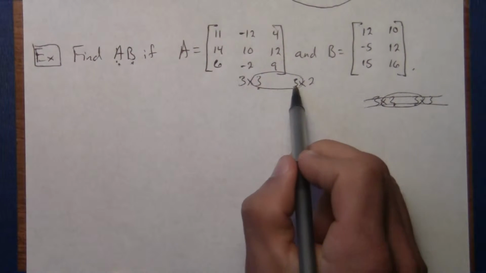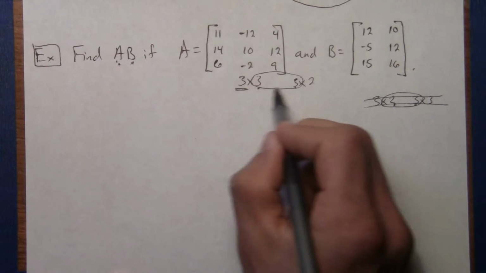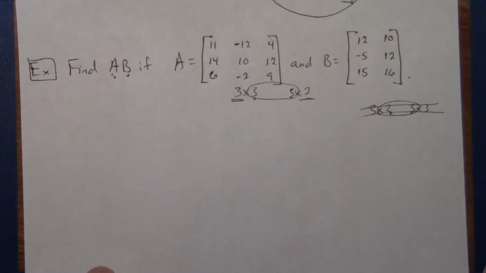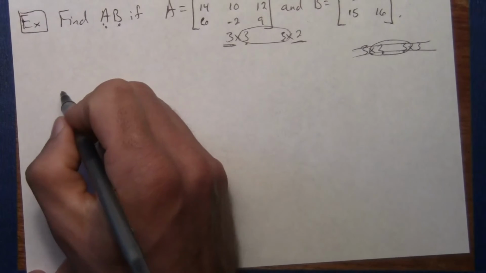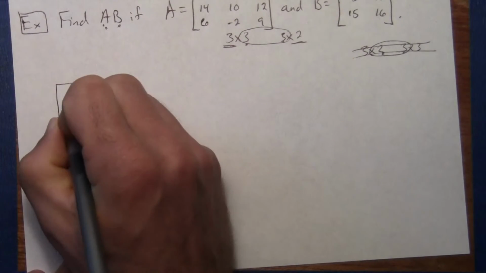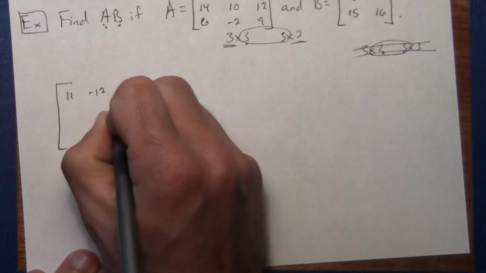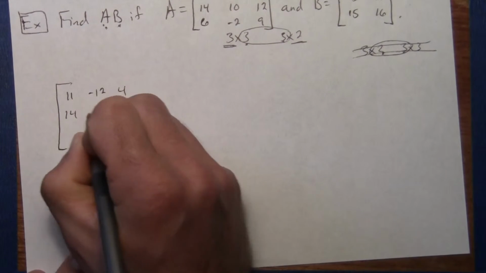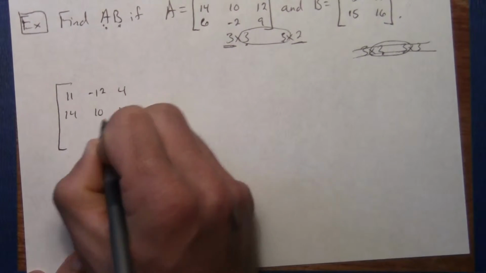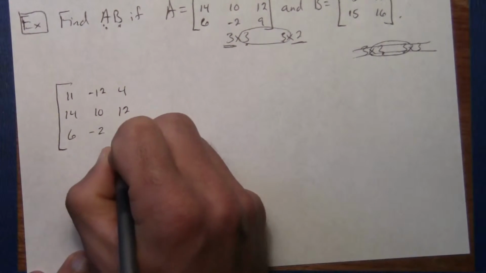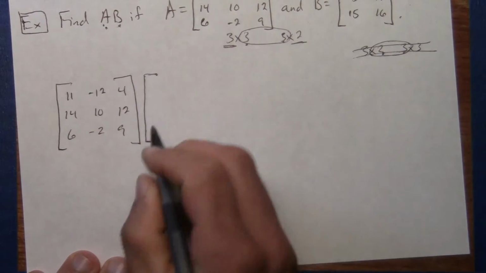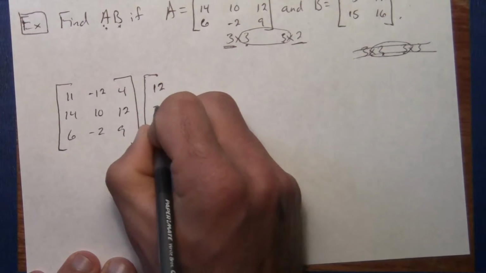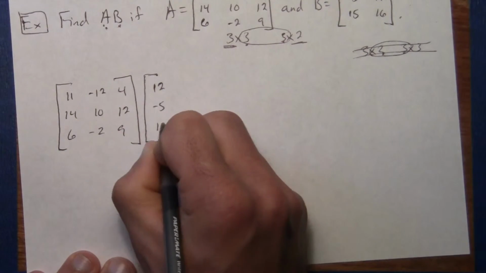So I know I'm going to get a 3 by 2 matrix as my answer. What I tend to like doing is writing out the matrices next to each other. So it's 11, -12, 4, 14, 10, 12, and basically just copying these down again. There's matrix A times matrix B. And again, try to get them in order, whatever order they're asking you to multiply them.